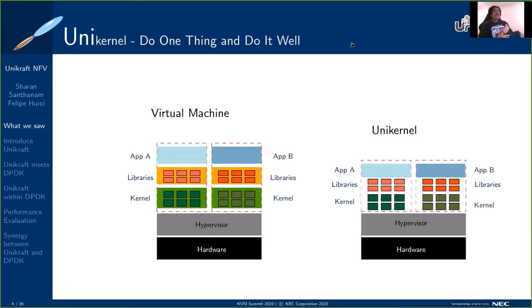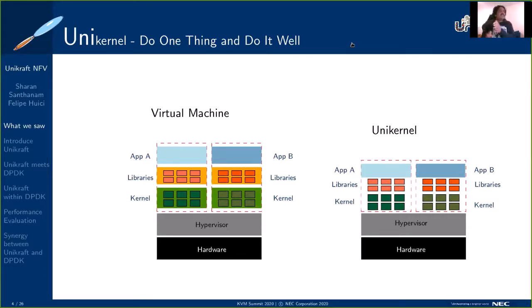So if we were to make a comparison between a virtual machine image and that of a unikernel image, it looks like something like this. In a virtual machine image, you have a number of applications, and we have a large library pool, and we have a single monolithic kernel. An application needs only some subset of these libraries from the library pool and some specific kernel components.